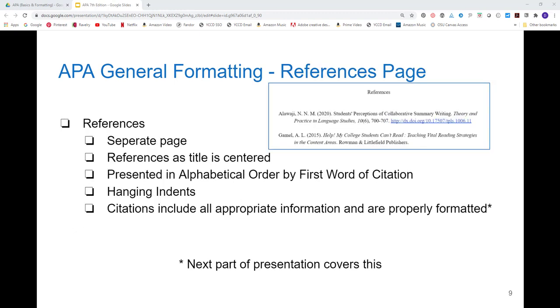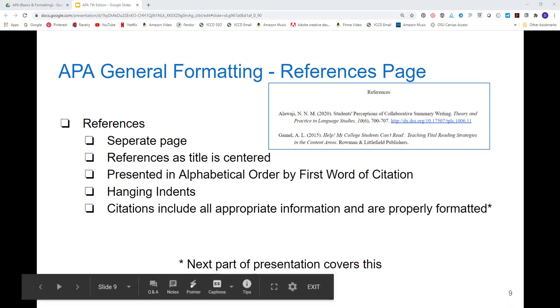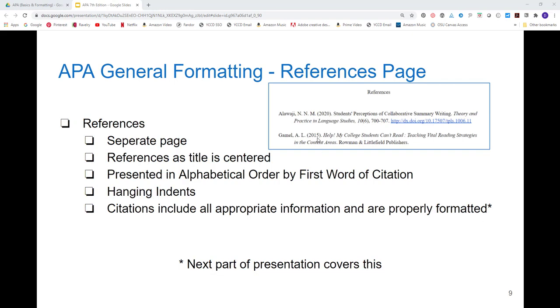Your reference page will be an important part of your project since it lists all your sources of information. It is a separate page with the word References listed as the title in the center as seen in the example here. Your sources are listed in alphabetical order with the first line hanging over subsequent lines. This is called a hanging indent. All your source citations need to provide the information necessary for the type of source it is. We will cover these citations in greater detail.